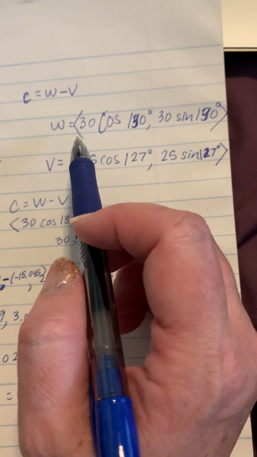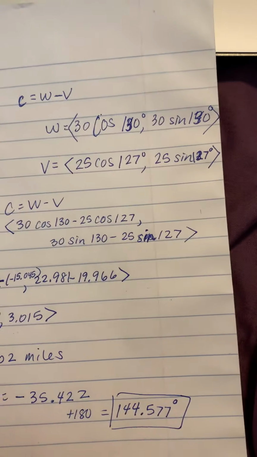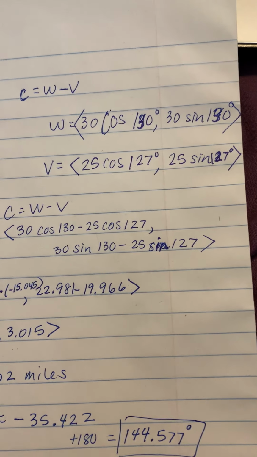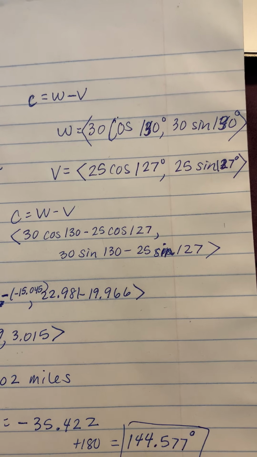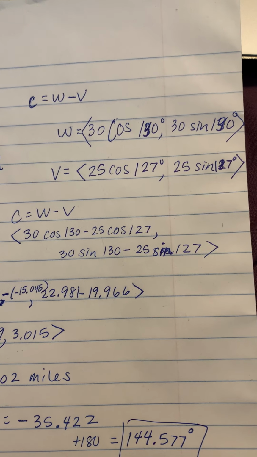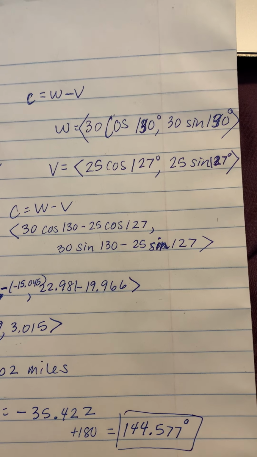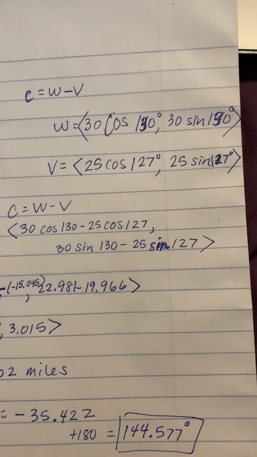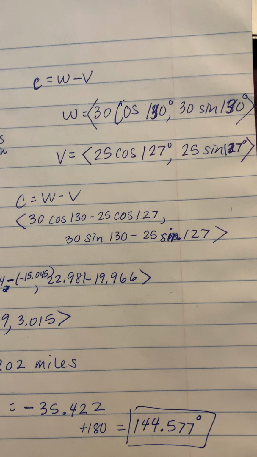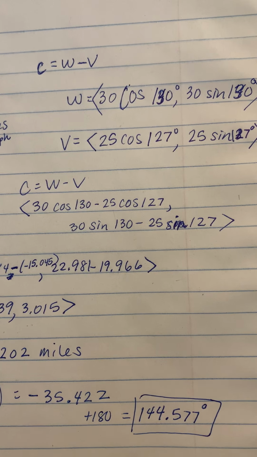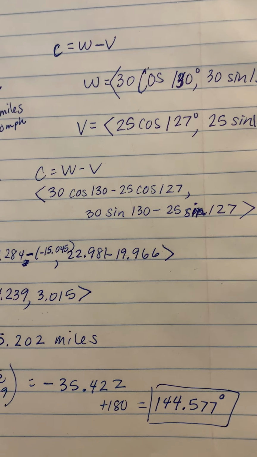Okay, so vector W is 30 cosine 130, 30 sine 130. It's my pen making it blurry, isn't it? And then vector V is 25 cosine 127, 25 sine 127. So there's our component forms for vector W and vector V. For vector C, for our current, we're going to subtract the x coordinates of W and V, and subtract the y coordinates of W and V.